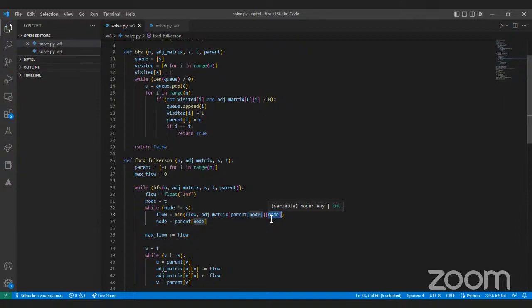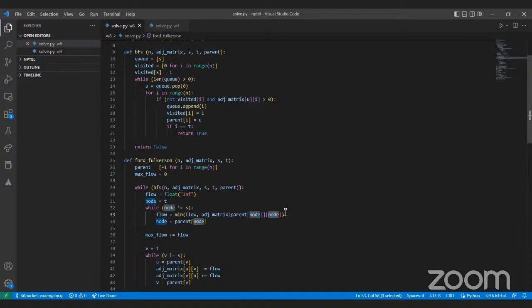So 1, 2, and 3, it is a path. So the parent of 3 will be 2, parent of 2 will be 1. Currently I'm at vertex 3, and what this will return is the adjacency matrix entry of parent of 3, which is 2, and this is 3. So what is the capacity of the edge which goes from vertex 2 to vertex 3? This will be the last edge in the augmenting path.